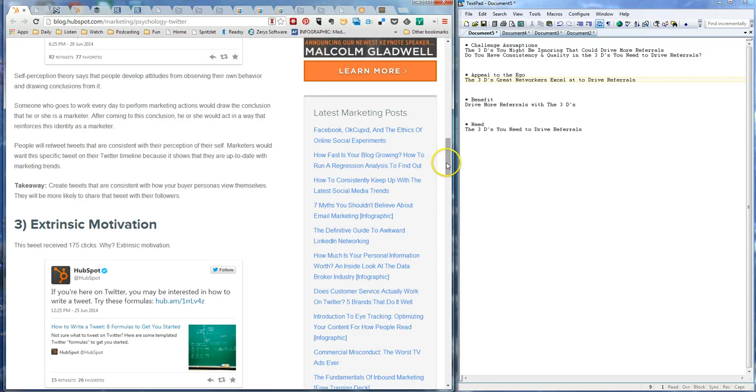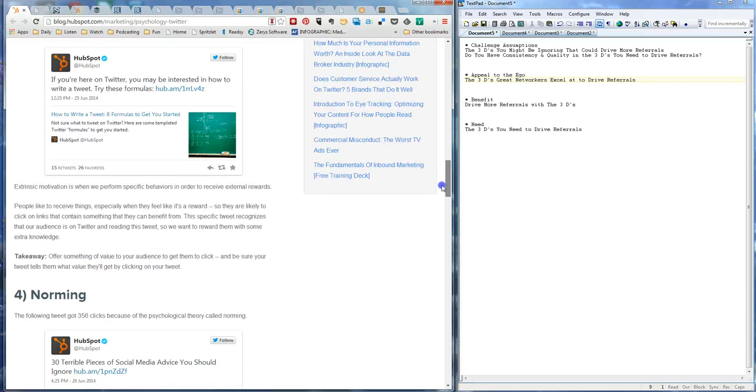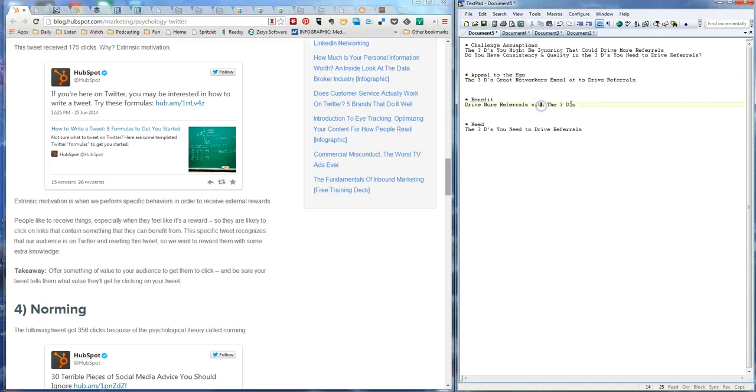The third idea is extrinsic motivation. So that's basically benefits. What do they get? And that's probably the types of posts I naturally write, is just focus on the benefits. So this one was a lot easier for me than the other ones. This one was very simple for me to write: drive more referrals with the three Ds. Theirs was, if you're here on Twitter, you may be interested in how to write a tweet, try these formulas. So immediately you're just getting to the benefit.